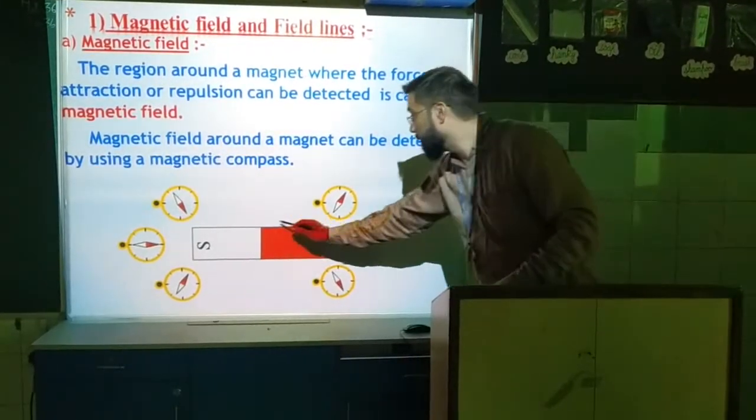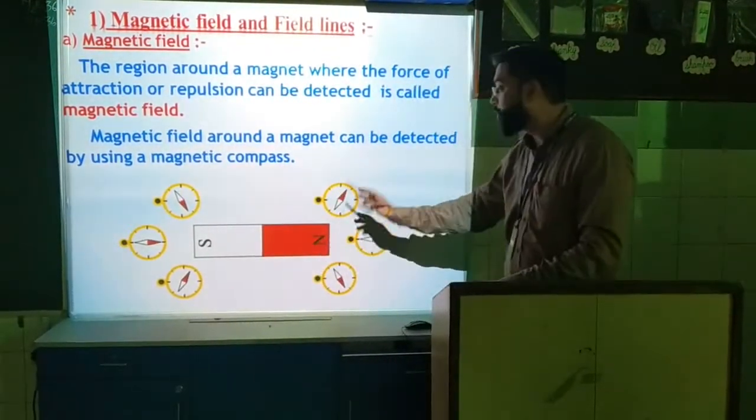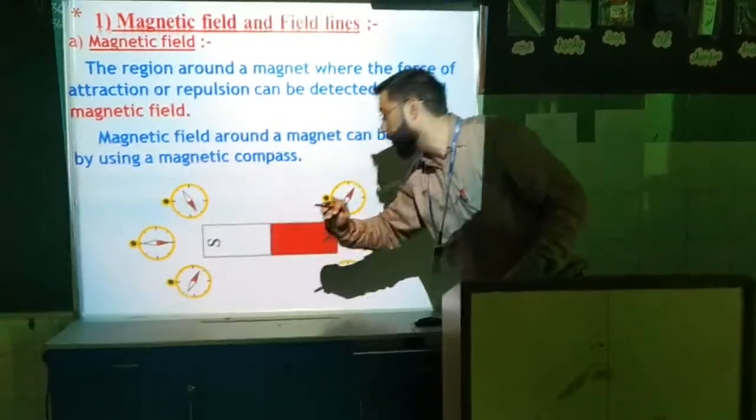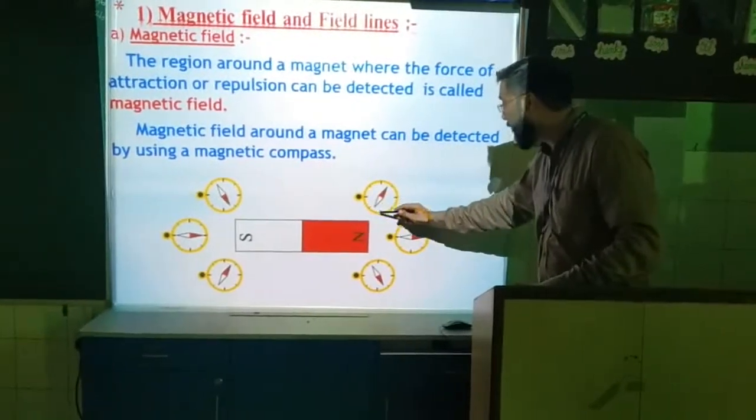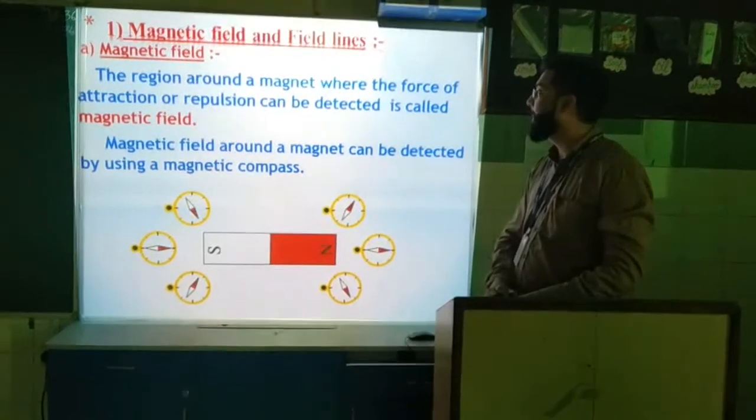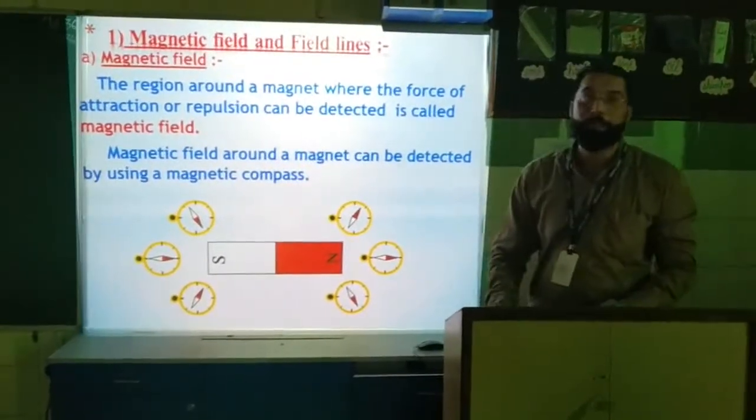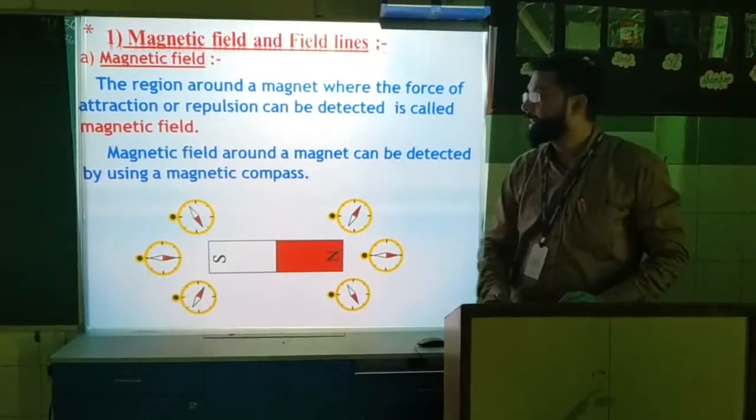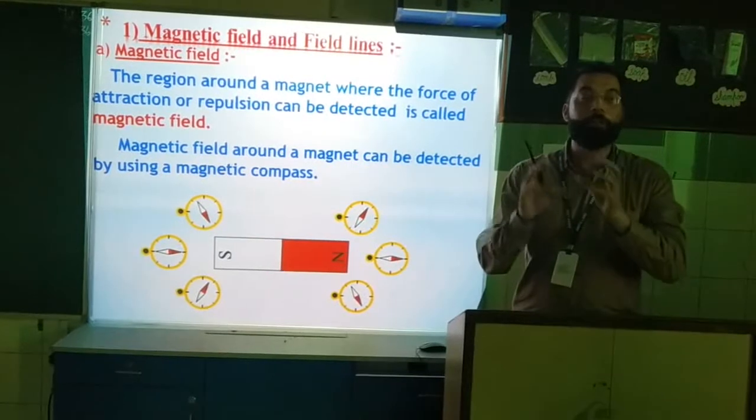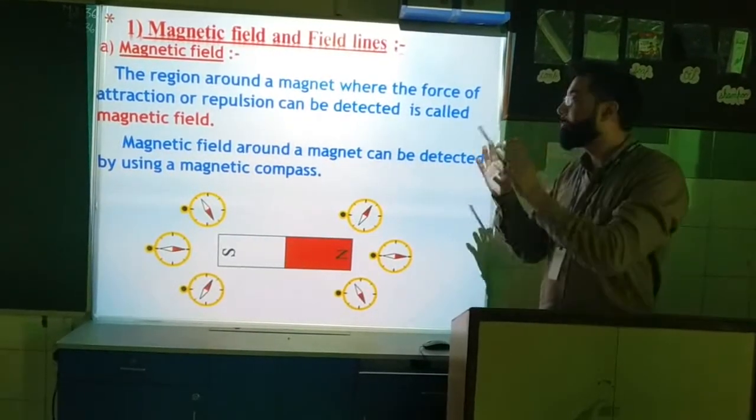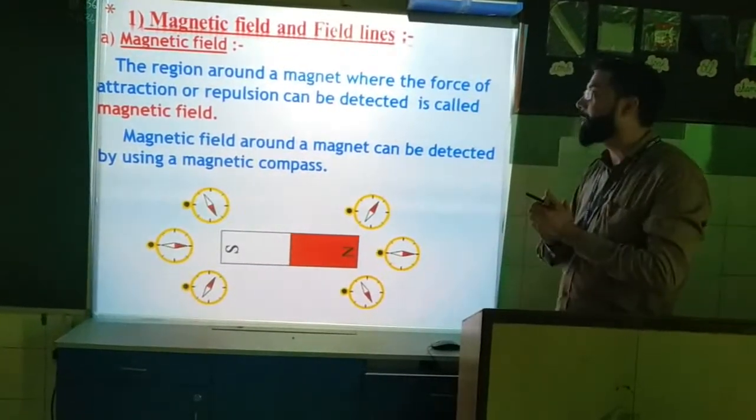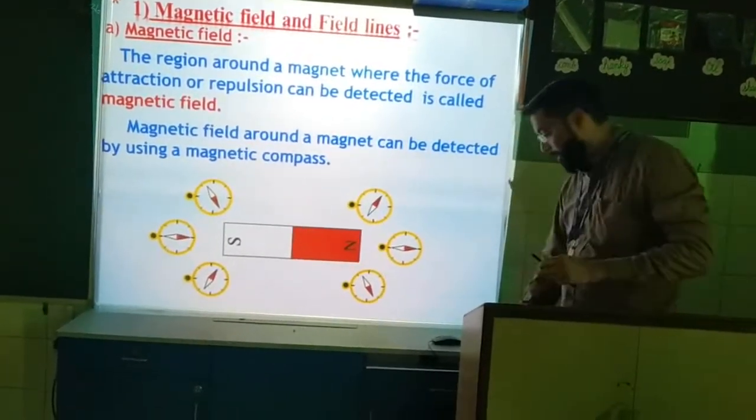So this is a bar magnet having two poles, north and south. This is the north pole, this is the south pole, and this is a magnetic compass. The region around a magnet where the force of attraction or repulsion of a magnet can be detected is the magnetic field. In this region, the force of attraction or repulsion is detected only by the compass needle. So the magnetic field around a magnet can be detected by using a compass.